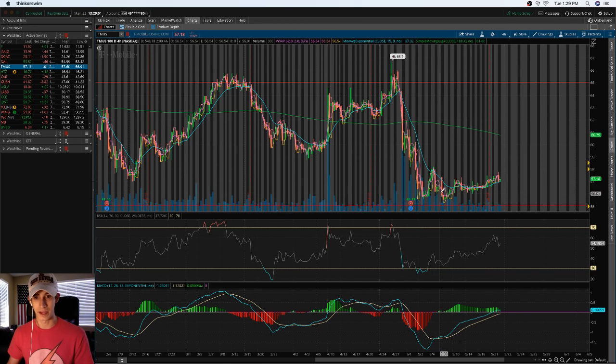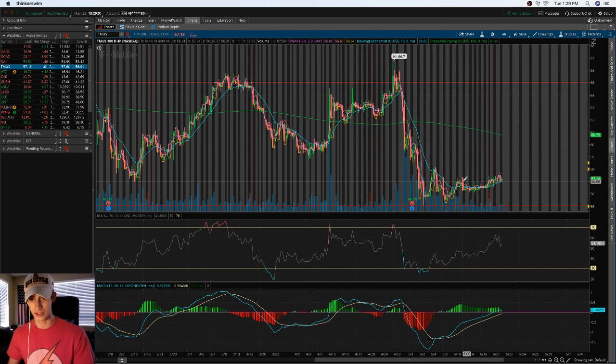Okay, it pulls back. Okay, that wasn't the time to buy. Breaks above the EMA. Oh, do I buy right now? No. Okay, pulling back. Okay, broke above the EMA and it's consolidating. Do I buy right now?